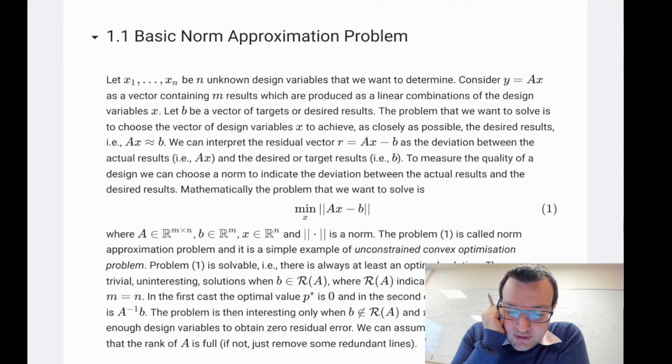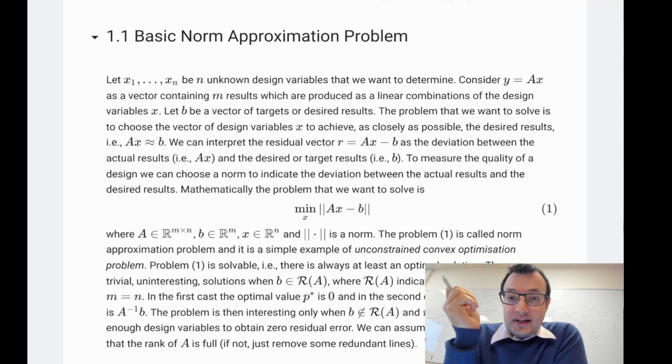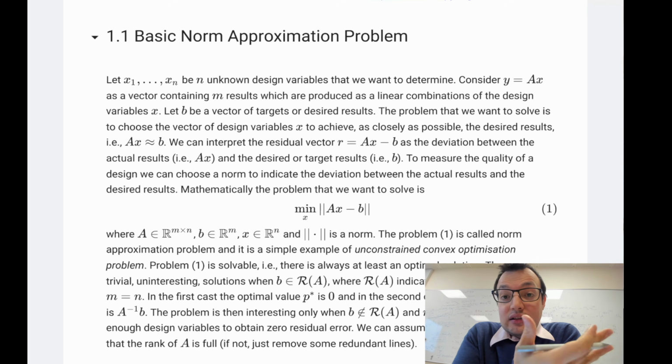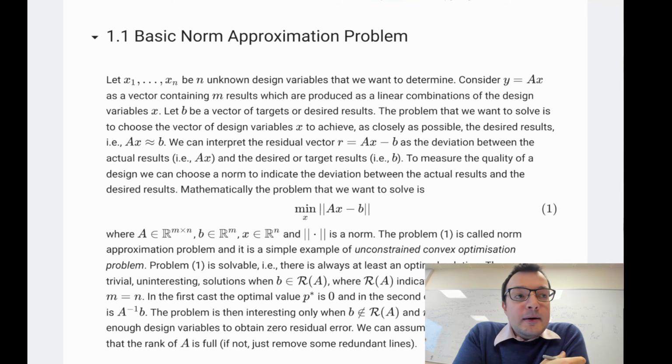The basic norm approximation problem is the simplest convex optimization problem that we're going to see in this course. This is a very common problem that arises in many different fields. So let's see, for instance, one possibility in which this problem arises. Imagine that you have to produce certain products, and these products are encoded in a vector b. Okay, so you want to achieve this desired objective. The way in which you can achieve this is by a combination of certain design variables.